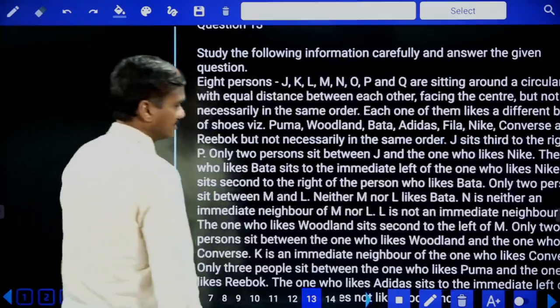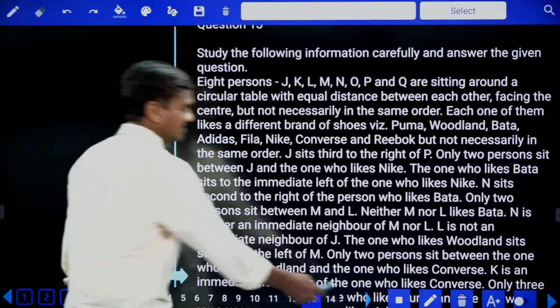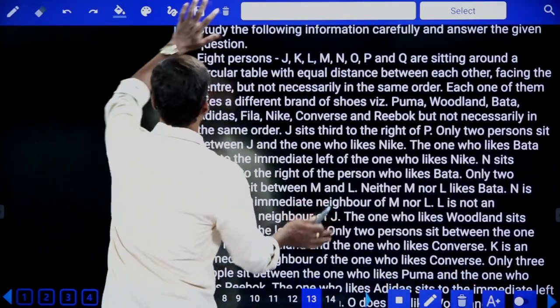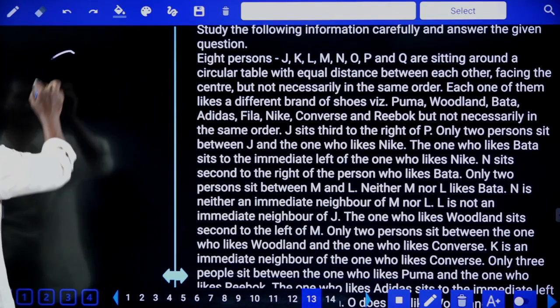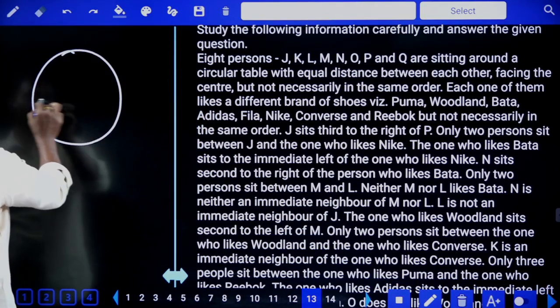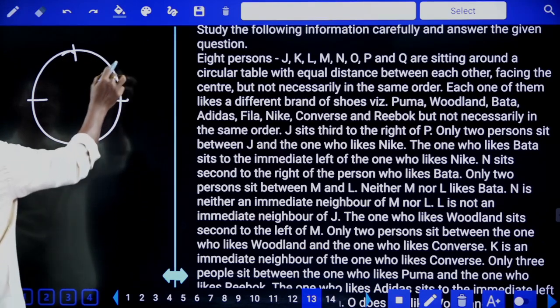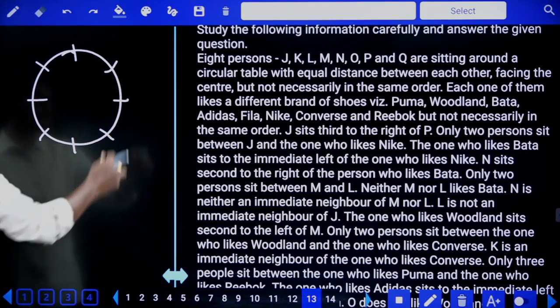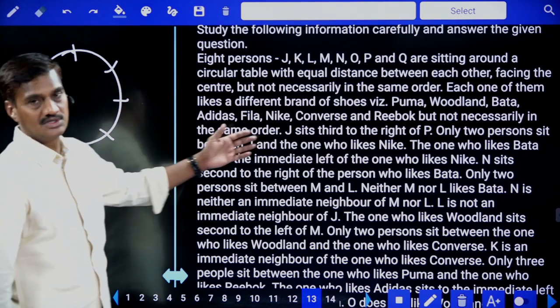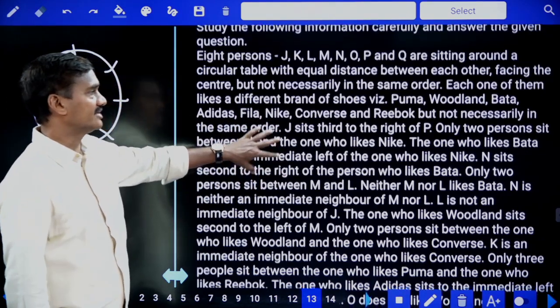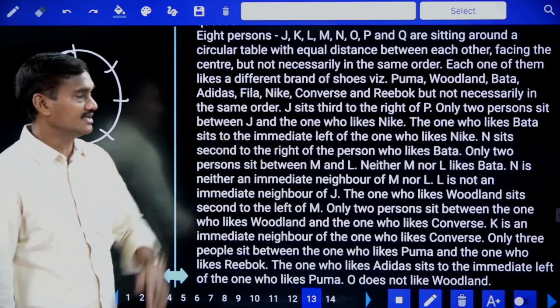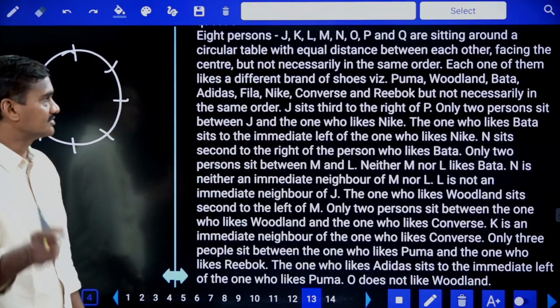Now in this one, more parameters were added, so this must be the second priority. Now 8 persons were there. They are seated around a circular table, and each one of them likes a different brand of shoes. 1, 2, 3, 4, 5, 6, 7, 8. All the persons are facing towards the center. If some face inward and some outward, that is third priority, more difficult and more time consuming. Never touch such a question at the start, start it last.